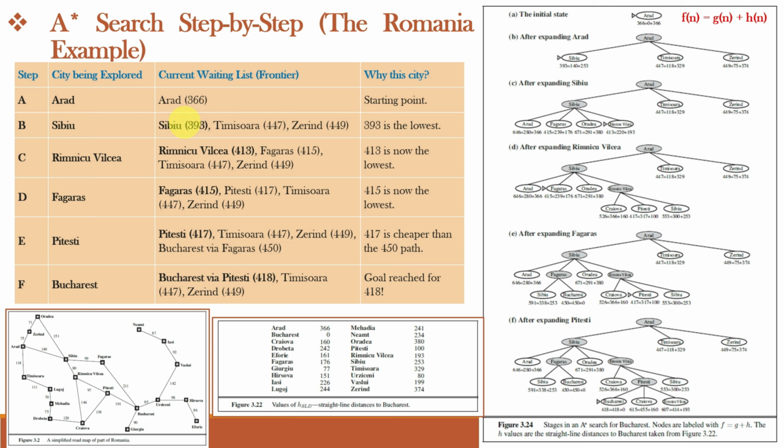So A-star puts all three in the waiting list, and because Sibiu, that is 393, is the cheapest, we go there. So the city being explored is Sibiu, and the other two cities stay on hold in the waiting list. Moving forward, from Sibiu we find Râmnicu Vâlcea. So f of n for Râmnicu Vâlcea: remember, g of n is from the starting point, right? So from the start, Râmnicu Vâlcea is 140 plus 80, which is equal to 220 kilometers, plus h of n from Râmnicu Vâlcea, which is 193. So 220 plus 193 is equal to 413 kilometers.